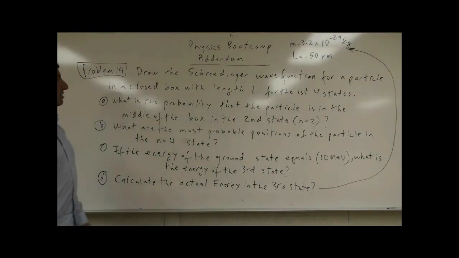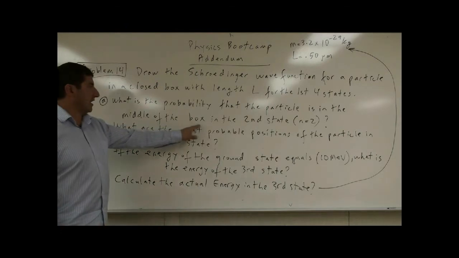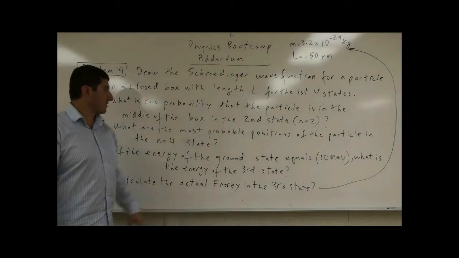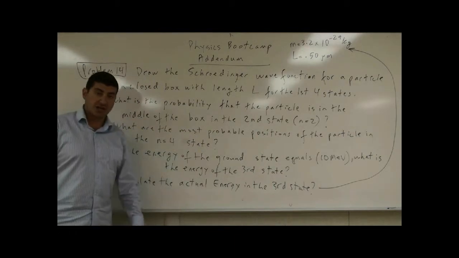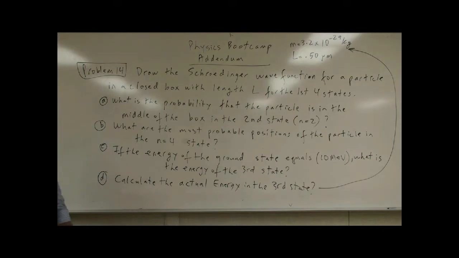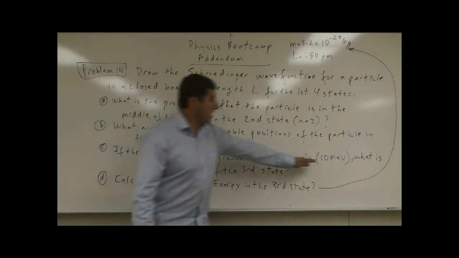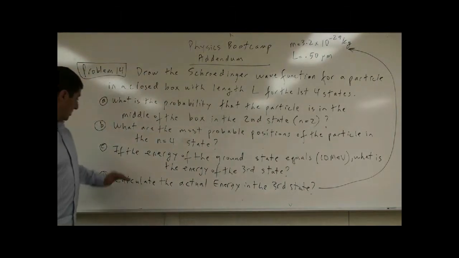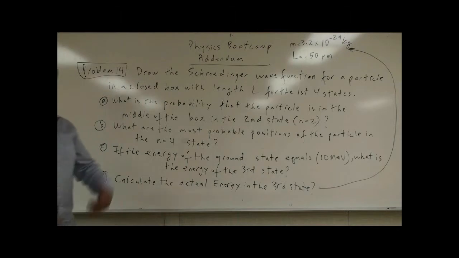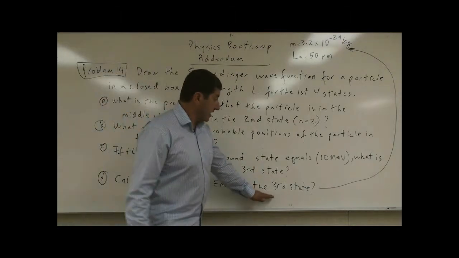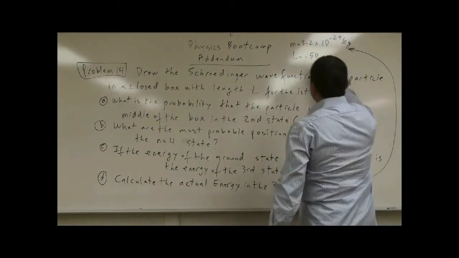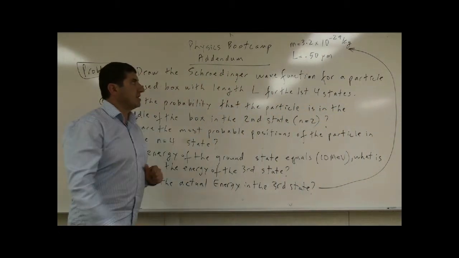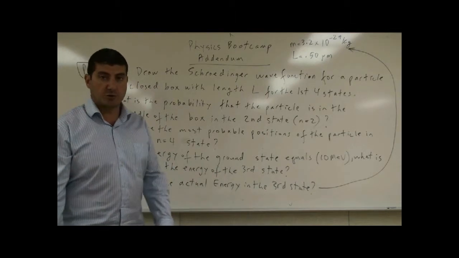A, what is the probability that the particle is in the middle of the box in the second state? B, what are the most probable positions of the particle in the n equals 4 state? C, if the energy of the ground state equals 10 mega electron volts, what is the energy of the third state? And then D, calculate the actual energy in the third state. In order to do that, the problem tells us that the mass of the particle is 3.2 times 10 to the minus 29 kilogram, and then the length of the box is 0.5 microamps.